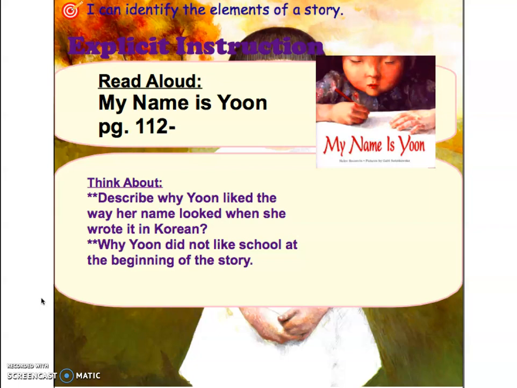The next question is, why do you think Yoon did not like school at the beginning of the story? In the story, it said that she loved school in Korea. So why did she not like it when she came to the United States? What was different about it? Why did she not like it?